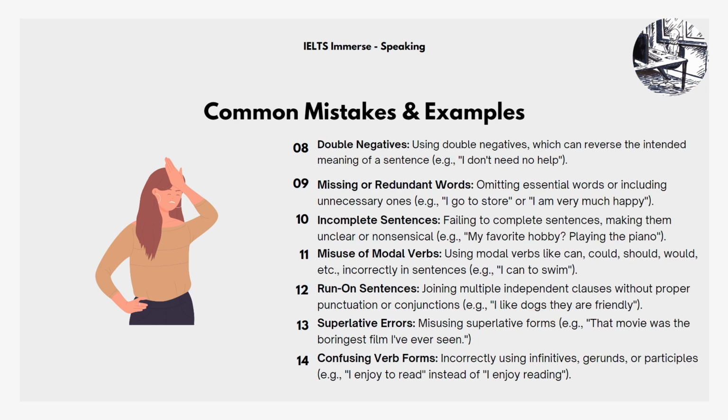And there's more mistakes. So double negatives, I don't need no help. This is what native speakers do a lot as well, but try to avoid it. I don't need no help means I need help. So good. Missing or redundant words. So we forget words that are essential in the sentence, and then we also include ones that we don't need. I go to store.